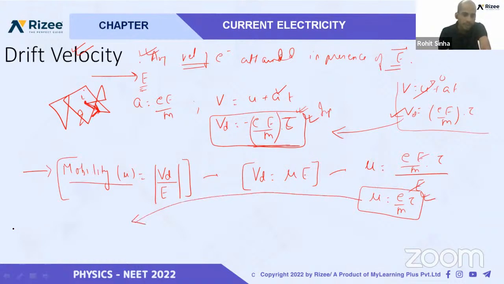From here, what can we say? We can say that mobility is directly proportional to relaxation time and inversely proportional to the mass, or we can say the dimension of the conductor. We will see it in a question also.